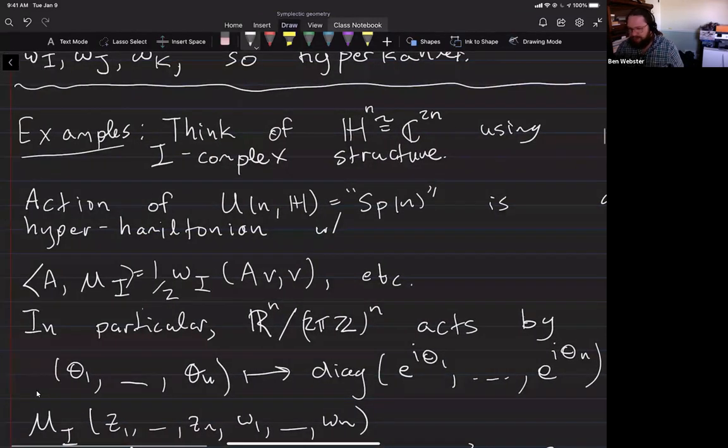All right, so you do the same thing for U(n) over H. The only thing you have to change is that now I have to apply that same formula for the three different symplectic forms.